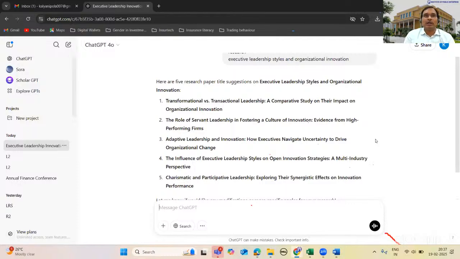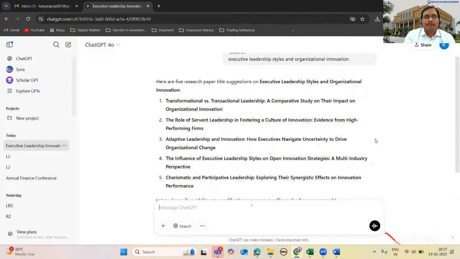So suppose in an organization in which you are working, if you find that leaders are very charismatic, then go for a charismatic kind of leadership. Or if you see that adaptiveness is more in that particular organization, go for adaptive leadership. Now, if you're working for public sector enterprises, then go for servant leadership in fostering a culture and innovation, evidence from high performing nurses.